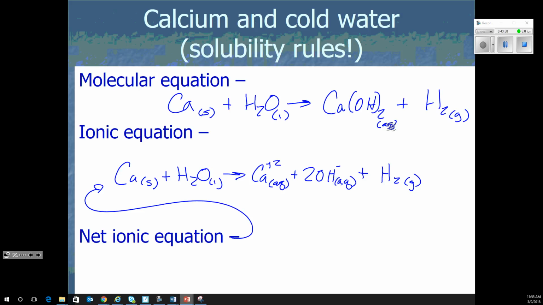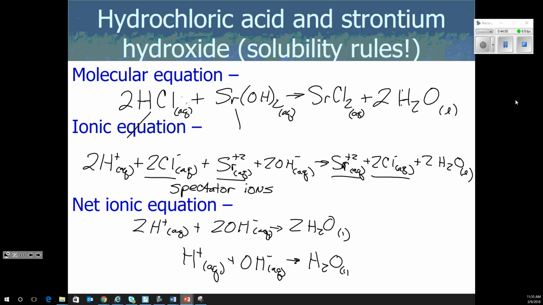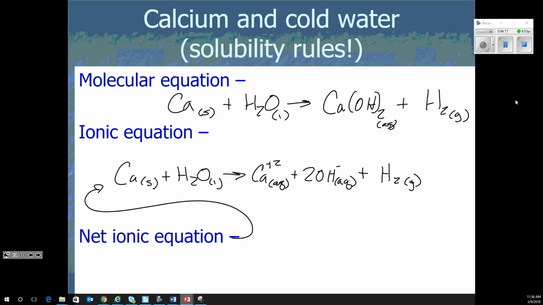Spectator is when I have the exact same thing side to side. So here, 2Cl minus and 2Cl minus were exactly the same side to side. Strontium plus 2, strontium plus 2, exactly the same side to side. So that's when they become spectator ions. Good question. Okay, any questions with this one?